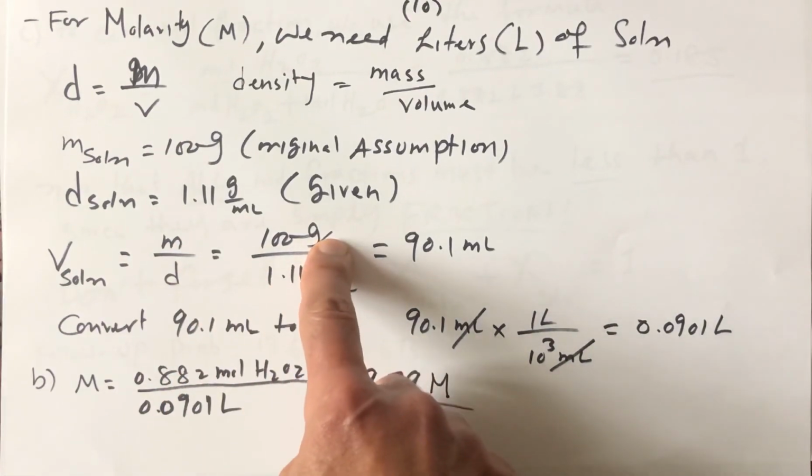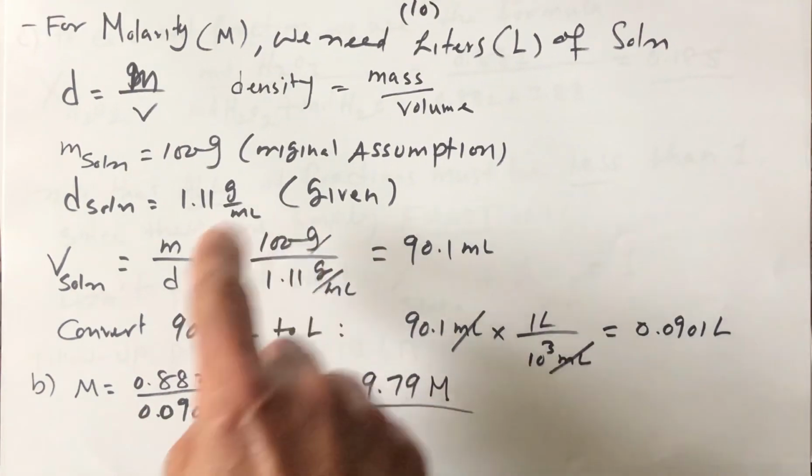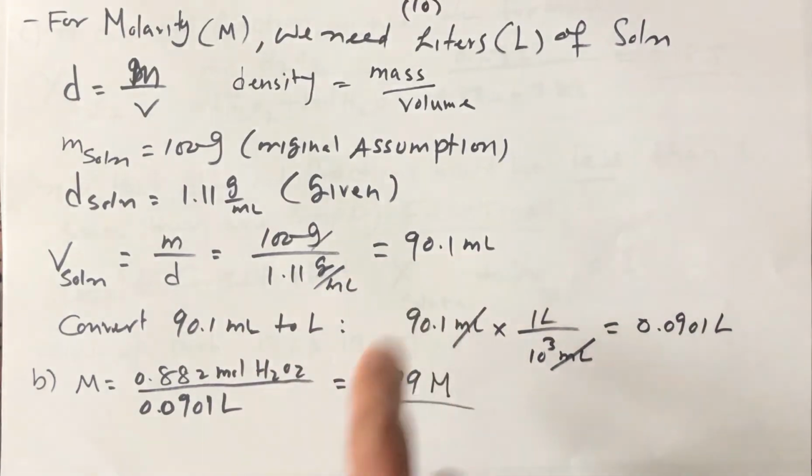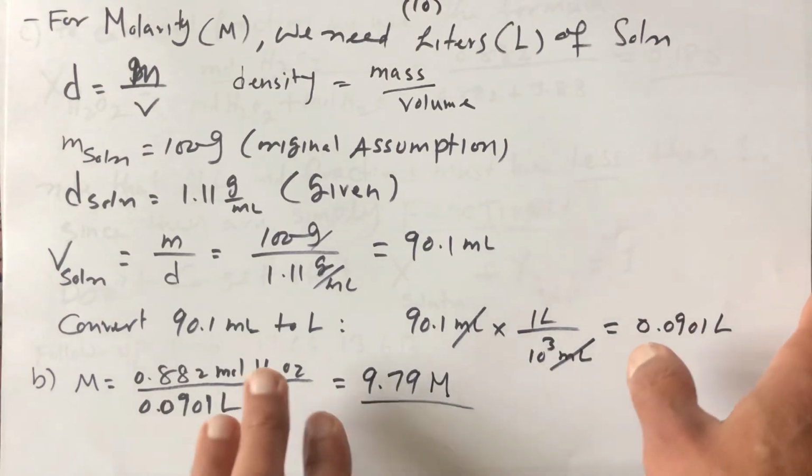So the total mass is 100, and the density of the solution is 1.11. Now, 100 grams is what we assumed, and the density is given to us, so we get the volume of the solution to be 90.1 milliliters. But this is milliliters, not liters, so we have to convert milliliters to liters, and we divide that by 1,000. So again, milliliters divided by 1,000 gives us liters. So molarity would be the moles, which we already calculated, 0.882, divided by this number in liters, and that will give us the molarity, which is 9.79.